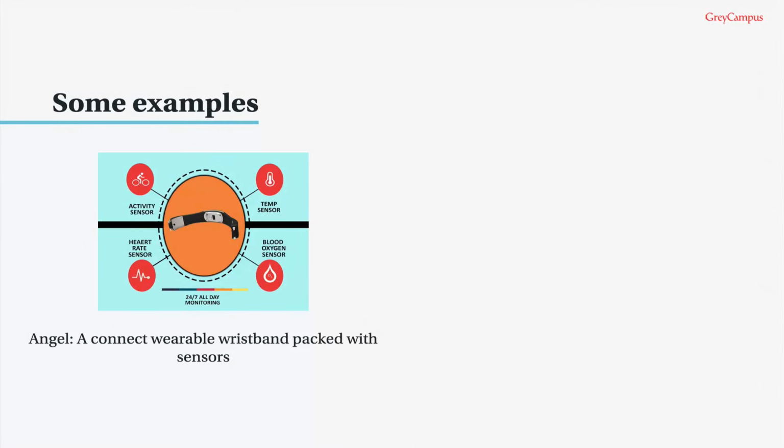Let's just see some examples of Internet of Things devices. For example, you have Angel, which is a connected wearable wristband, really packed with sensors. So for example, a temperature sensor, a heart rate sensor, an oxygen sensor, and all this data is coming back to the internet, and you can actually monitor your status in real time from anywhere in the world.